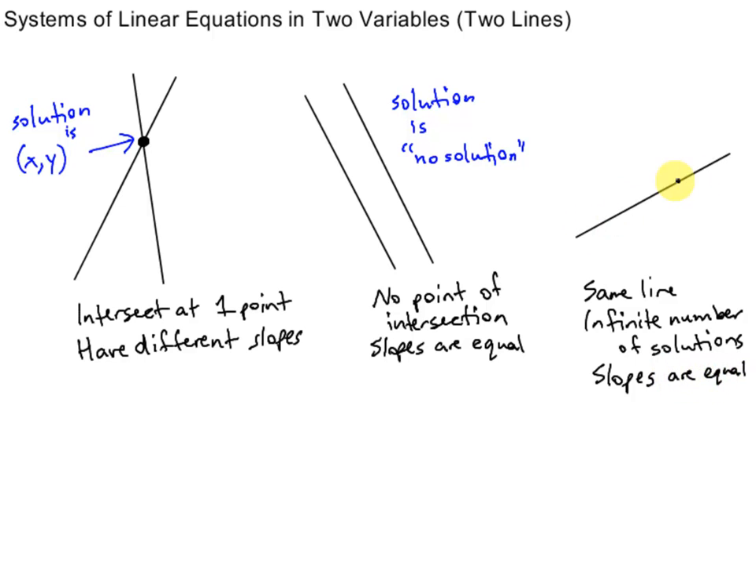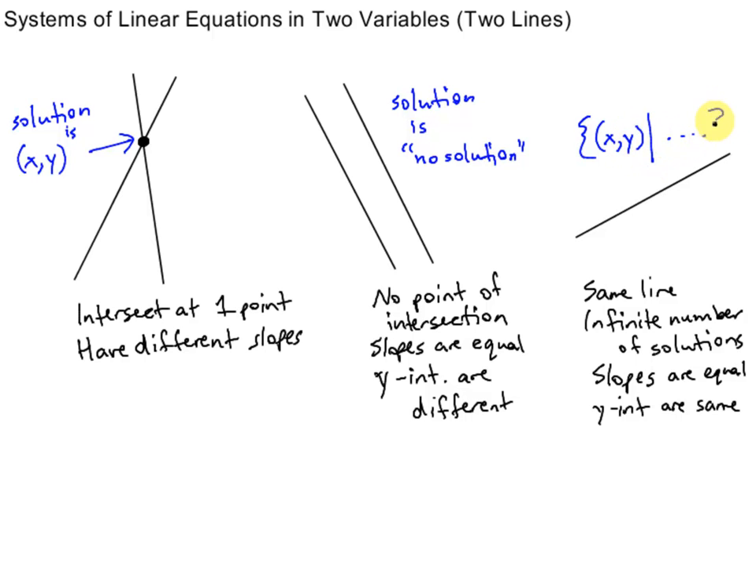So the difference between two lines that are the same and two lines that are parallel is that in both cases the slopes are equal, but over here the y-intercepts are different. And over here the y-intercepts, because they're the same line, are the same, of course. Okay? So you can look at the slope and y-intercept and tell how many solutions there are. Over here, there would be an infinite number of solutions, so how do you write all those ordered pairs? You use set builder notation, and it's the set of all ordered pairs x comma y such that, and then you have to write the equation for this line. So whatever this equation is goes here. And that's a little bit about systems.